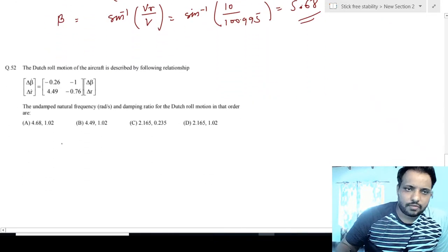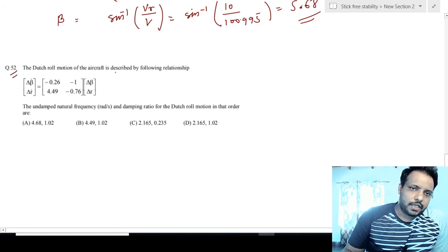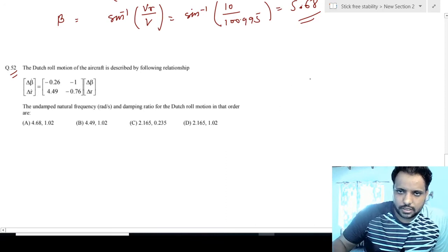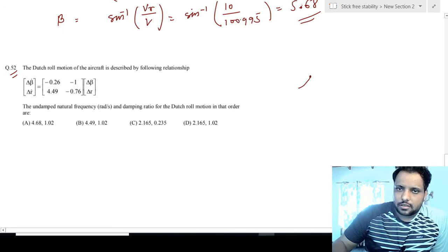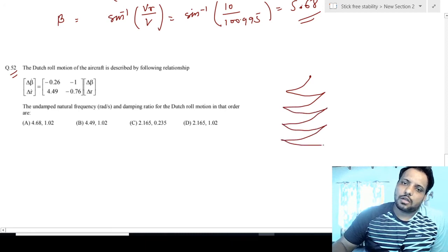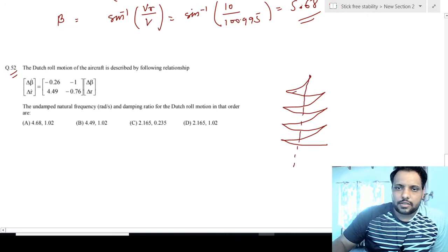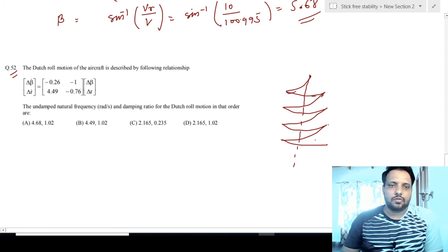Then question number 52. The Dutch roll motion of the aircraft is described by the following relationship. So Dutch roll motion is generally like this. This is the initial position. So the aircraft performs this kind of motion. It is rolling, but it is coming back to its initial position. First it is rolling and changing its position in this direction, then in this direction, then in this. So this is called Dutch roll.